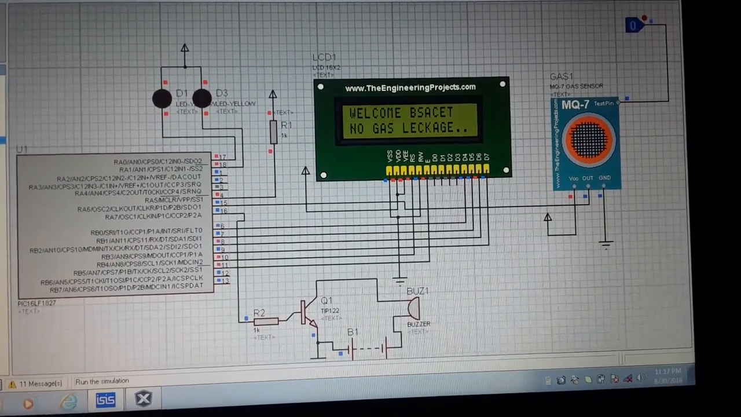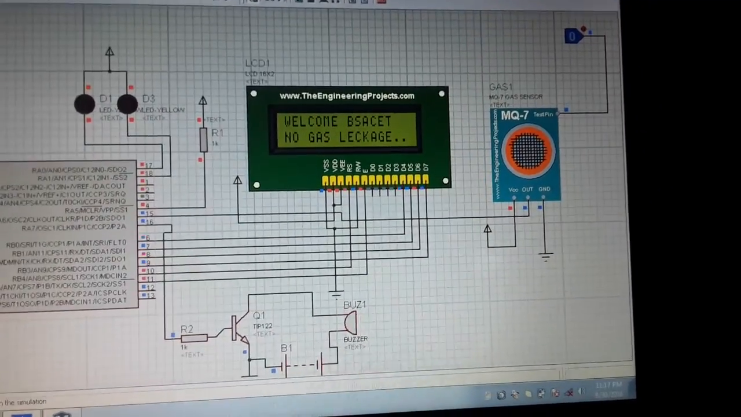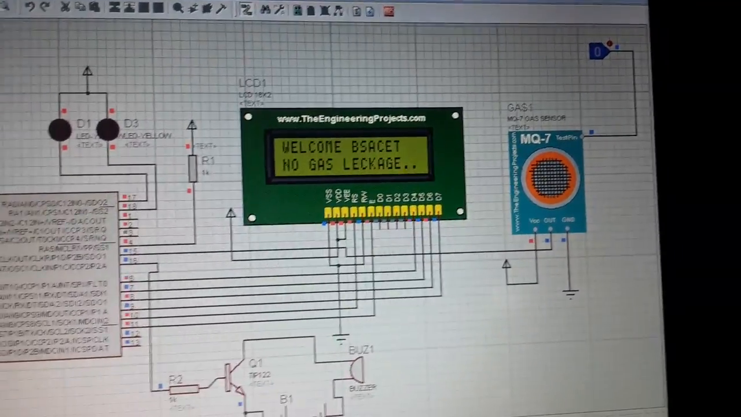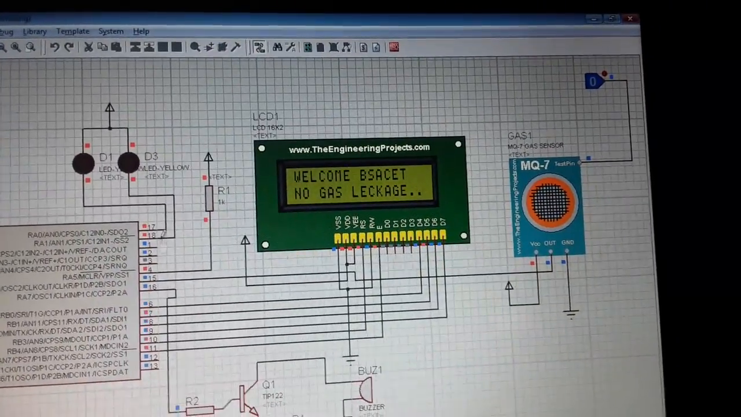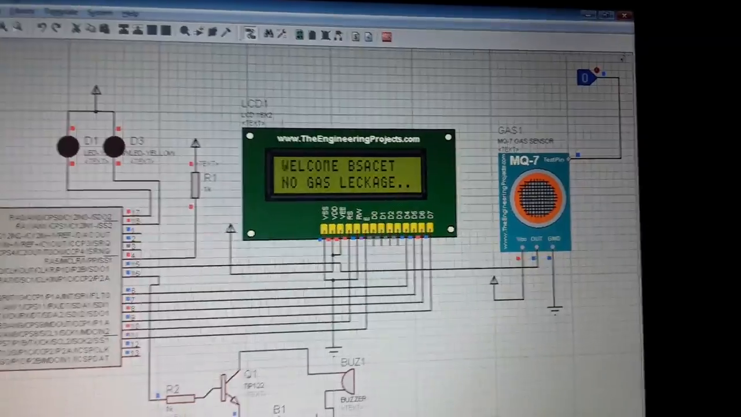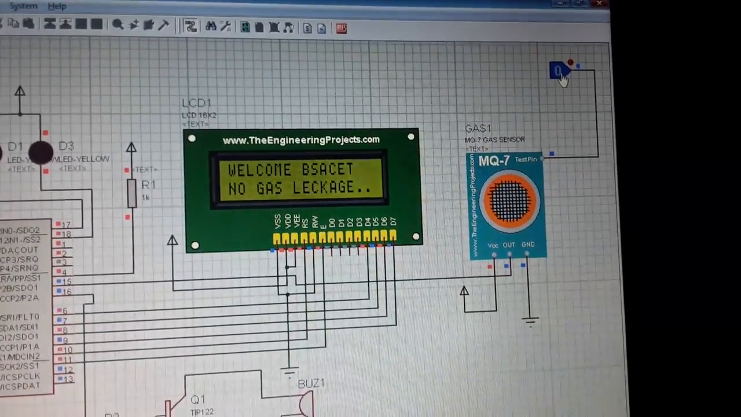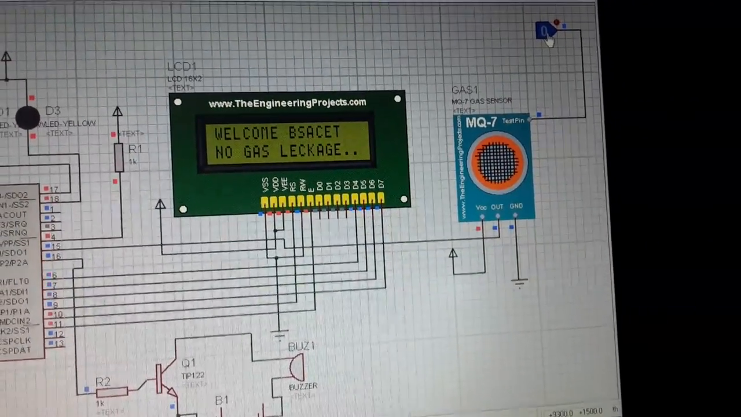Okay, so no gas leakage. Okay, simulate by logic state source. Logic 0, then high, V out is high.